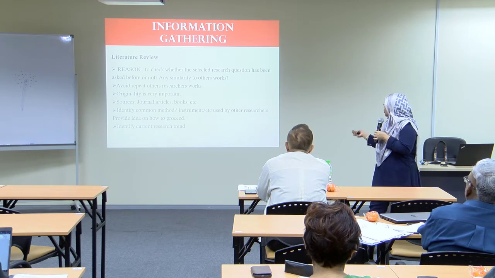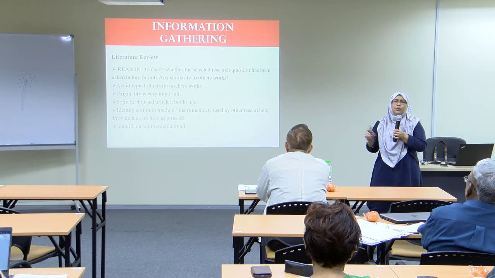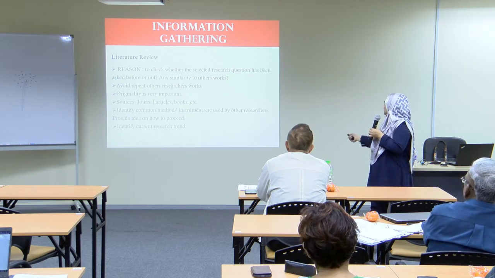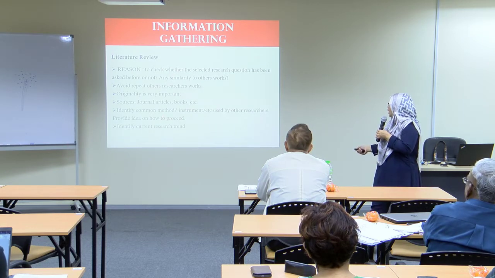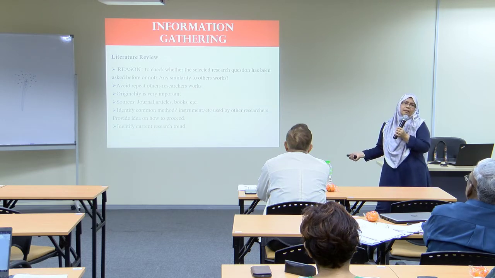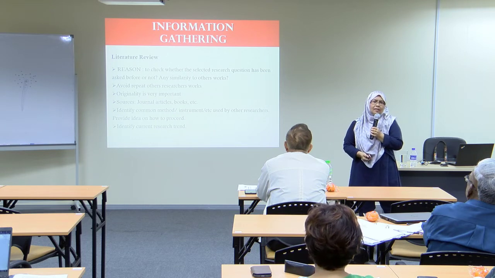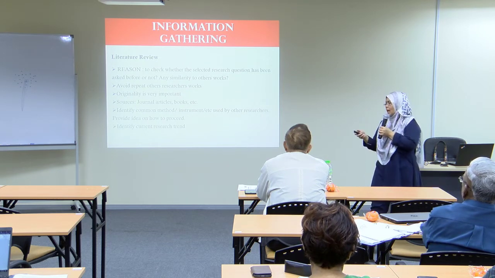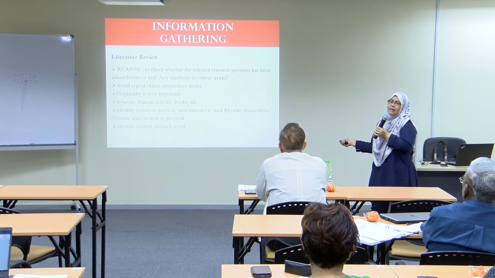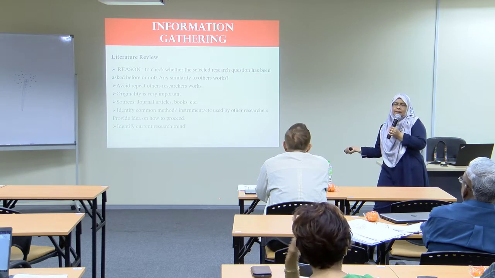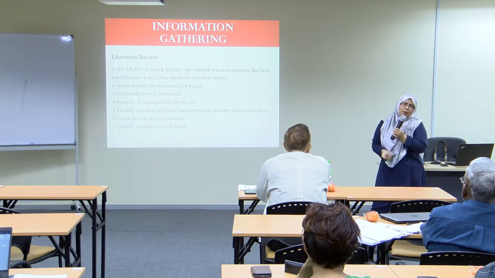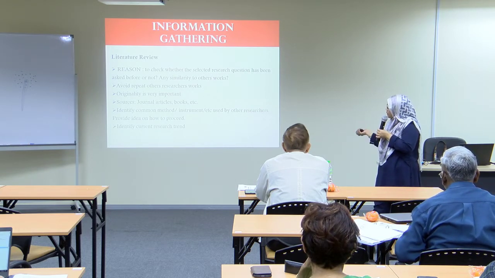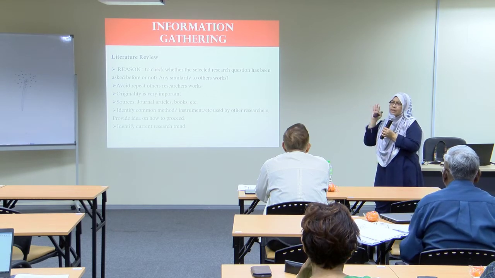So identify the common methods and instruments used by other researchers. When you do the literature review, you can find the common methods and instruments used by others. It provides ideas on how to proceed and identifies current research trends. You may feel what you did is sophisticated, but other people have actually done it. So you can change a little bit: the method or the instrument. Maybe they have 10 questions, so you come up with 20 questions for your questionnaire. You ask more and check more dependent variables, so it's not similar to others.